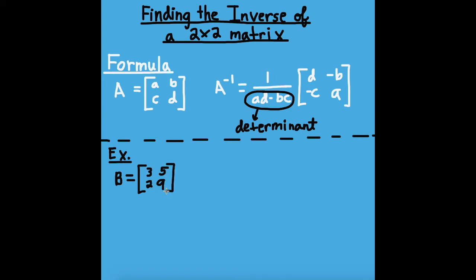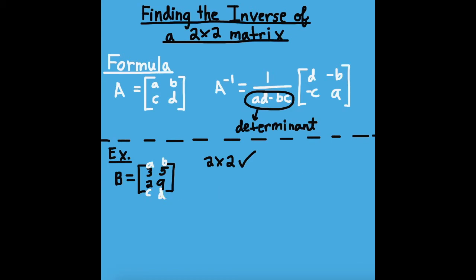So first, let's check that this is a 2 by 2 matrix. This matrix has 2 rows and 2 columns, so it is a 2 by 2 matrix. Remember, we cannot use the formula we learned for any other matrix size other than a 2 by 2 matrix. Now, let's find the inverse of this matrix using the formula we learned. Let's label what our A, B, C, and D are. A equals 3, B equals 5, C equals 2, and D equals 9.